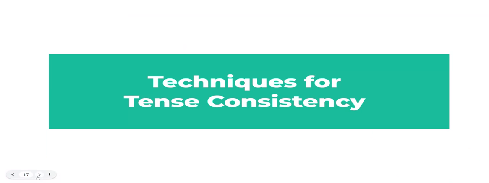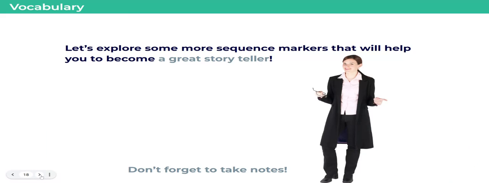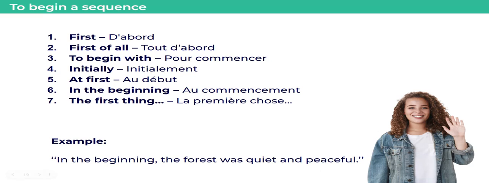Well, let's think about techniques you can use for tense consistency. Let's explore some more sequence markers that will help you become a great storyteller. Don't forget to take some notes. So, when we're telling a story, we want to begin a sequence of events. So we've got some words here that can help us to begin a sequence of events.